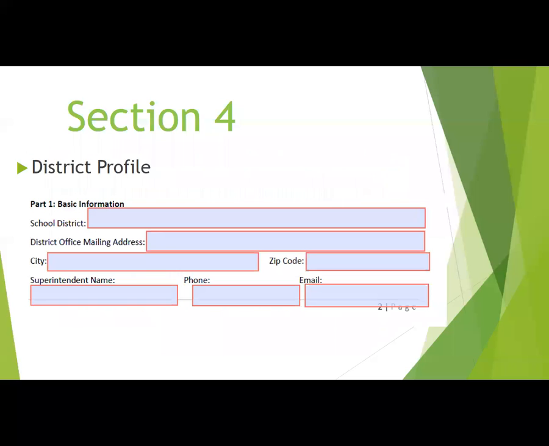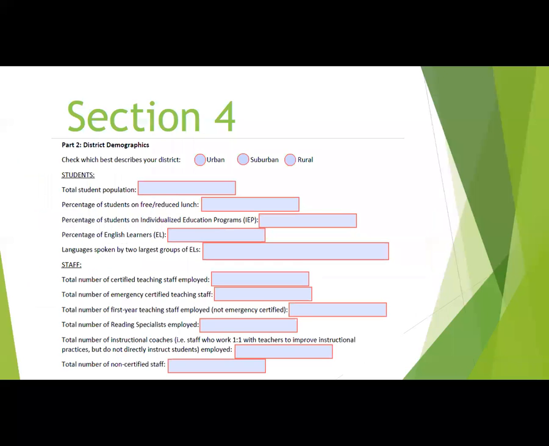Section 4 is the beginning of the district profile. The first part of Section 4, we ask you to just fill out basic information like your school district's name, your mailing address, your superintendent's name, email, things like that. Section 4, the second part, is your district demographics. Are you urban, suburban, rural? Total number of student population, number of students on IEPs, ELL, total number of certified teaching staff, total number of first-year teachers, reading specialists, those kinds of things.